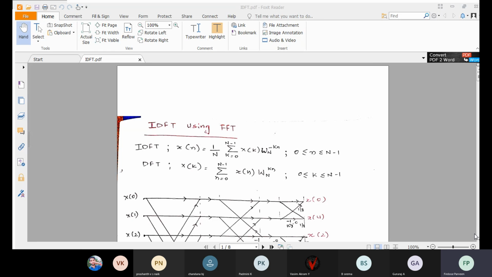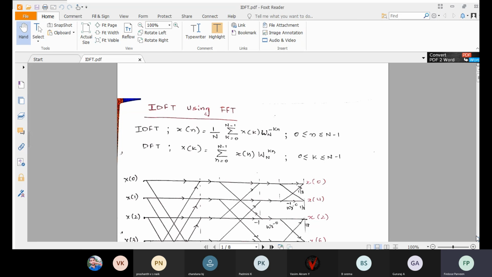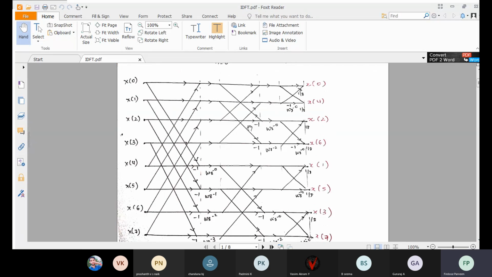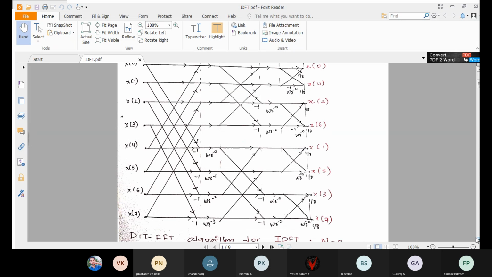Again, the two methods, that is DIF and DIT. The method we used to find DFT using DIT will be opposite. This method was used to find DFT in DIF FFT, so this is opposite, you remember that. So this is DIT to find IDFT. Before, this method was to find DFT using DIF; this is opposite. When it is IDFT, this becomes DIT.